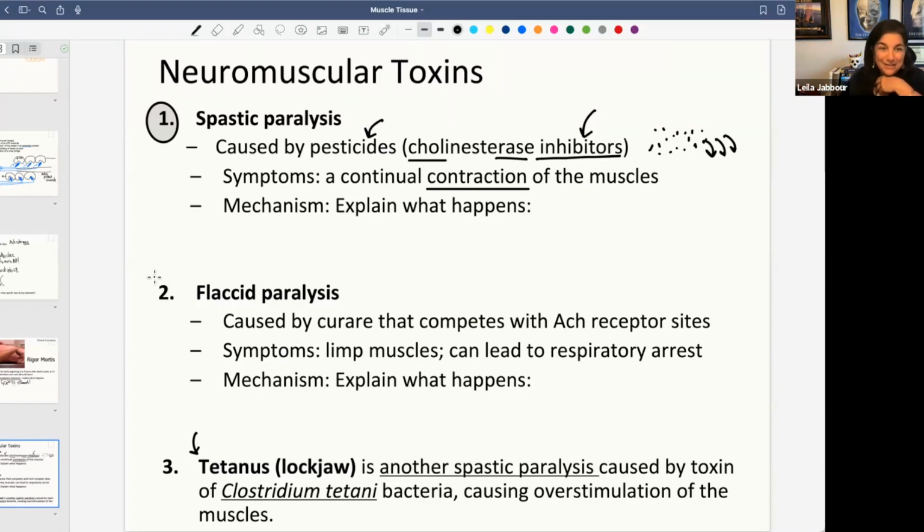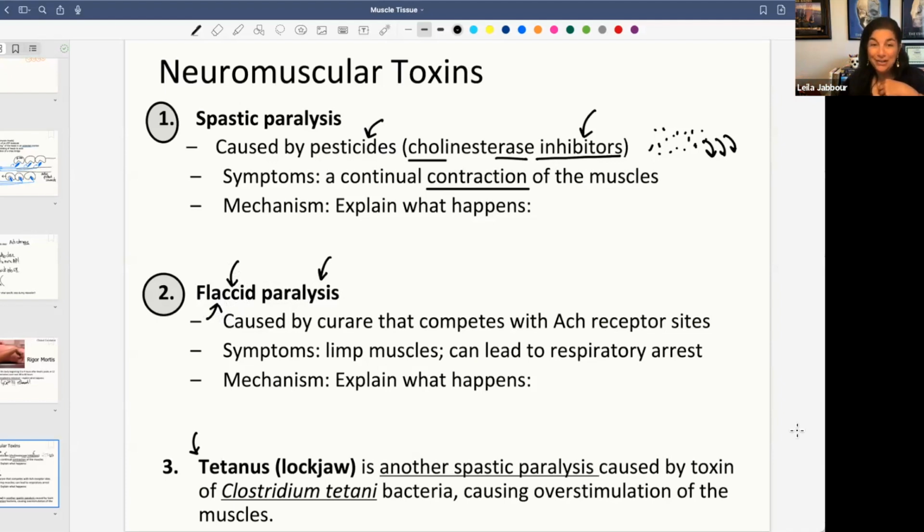Flaccid paralysis is the same outcome. It's still paralysis. You cannot move your muscles, but not because they're contracted. It's because they can't get contracted. So now it's flaccid, meaning kind of soft, like there's no activity going on.